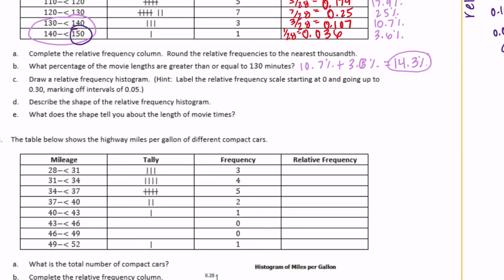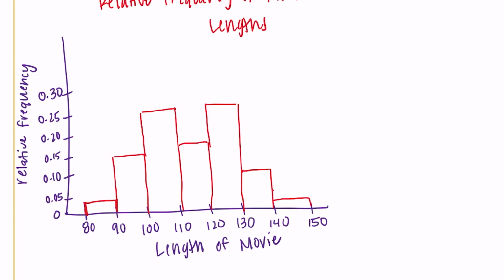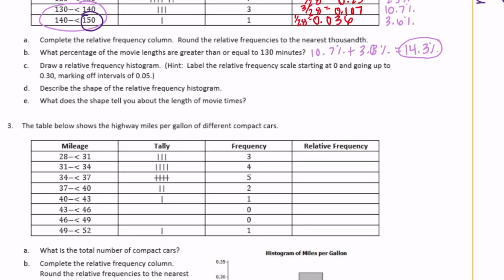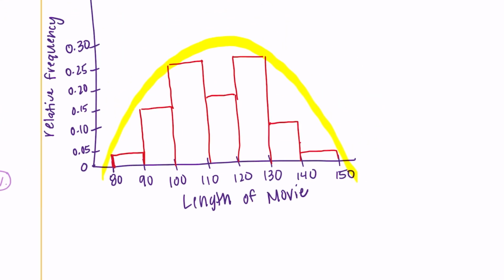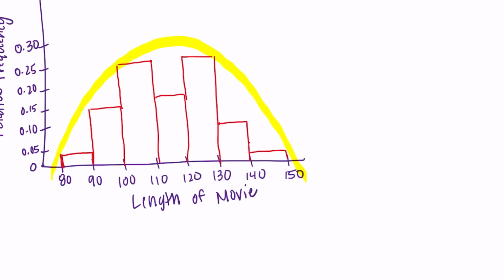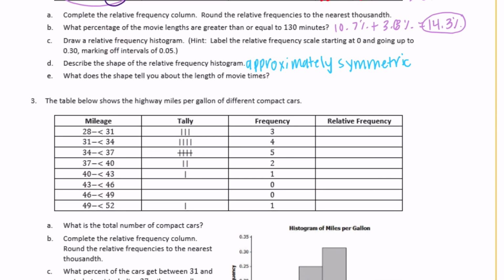Describe the shape of the relative frequency histogram. So if we're looking at the shape of this, I would say it's pretty symmetric, so I'm going to call it approximately symmetric. So then what does the shape tell us about the length? The shape tells us that most of them lie in the middle, right between 100 and 130 minutes. Let's say most movies are between 100 and 130 minutes.